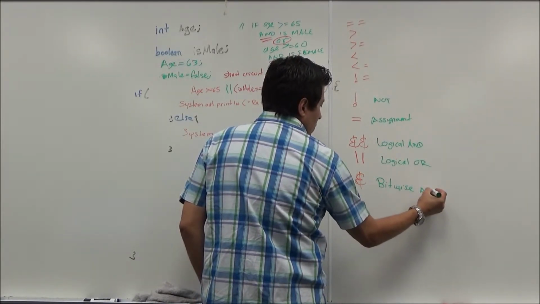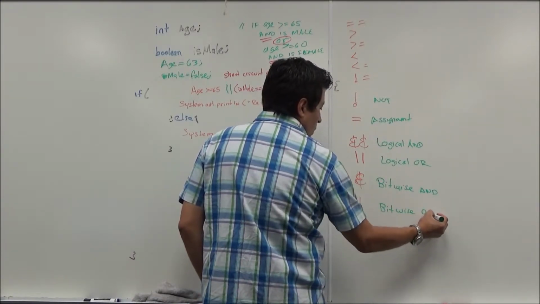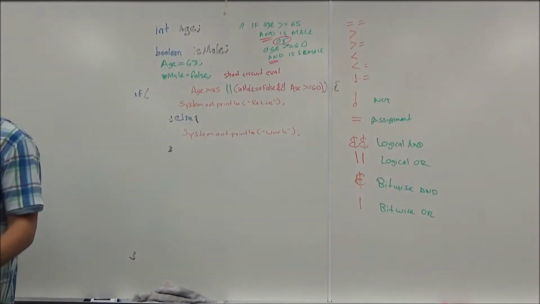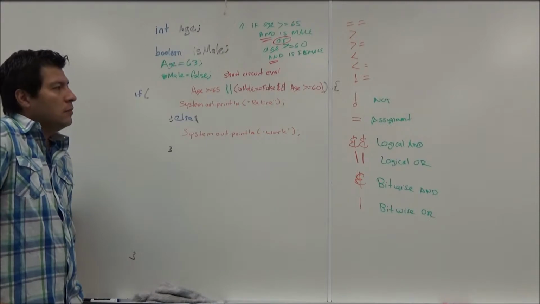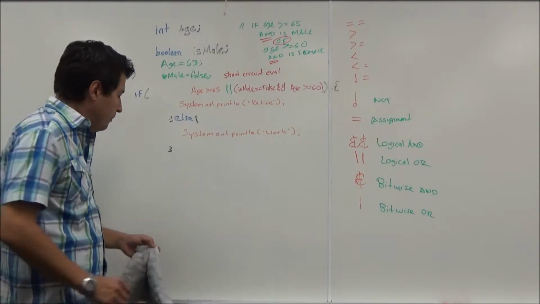bitwise and, bitwise. What is a bitwise and a bitwise or? So, can I erase this? Write it down? Okay.